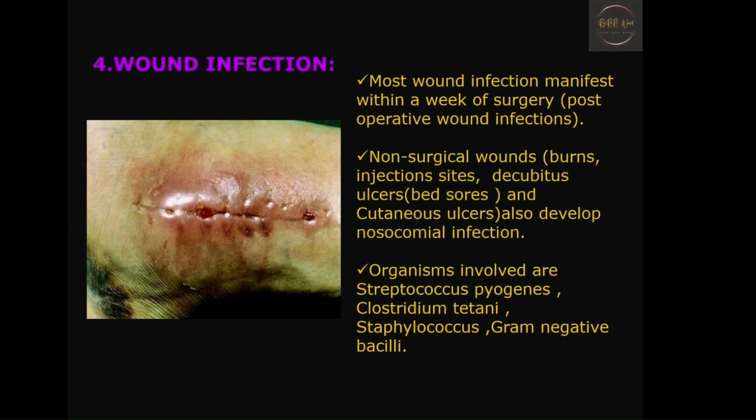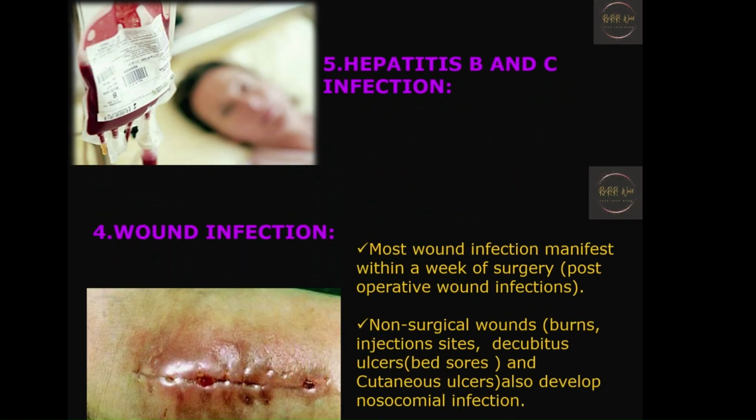Next, coming to the wound infection. It is a surgical site or bloodstream infection occurring after 48 hours of operation until the time of discharge from the hospital, with clinical signs and symptoms along with laboratory confirmation. Most wound infections manifest within a week of surgery, and non-surgical wounds can also develop nosocomial infection. Some of the organisms involved are Streptococcus, Clostridium tetani, Staphylococcus, and gram-negative bacilli.